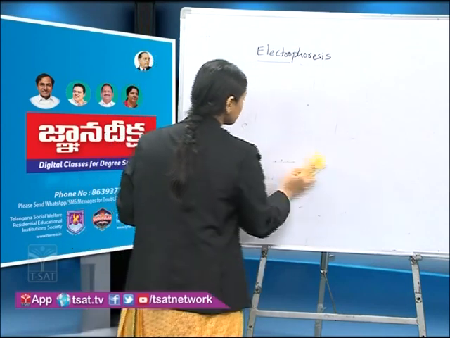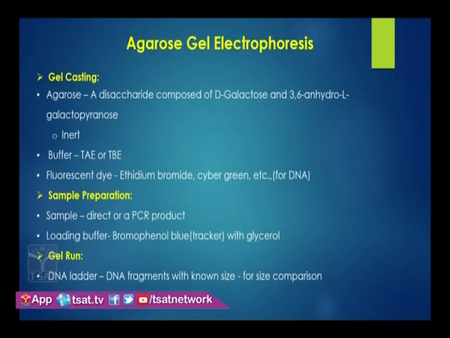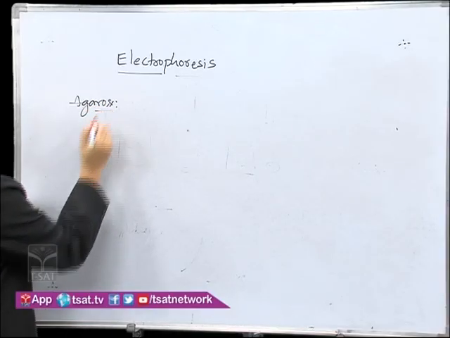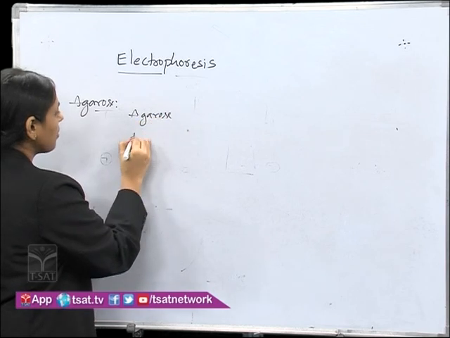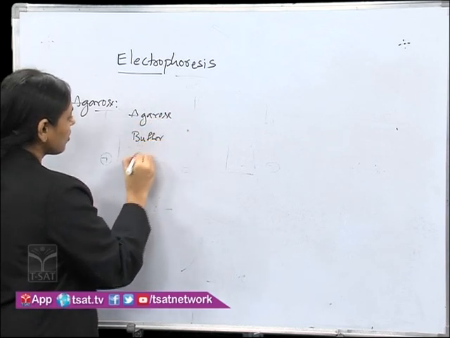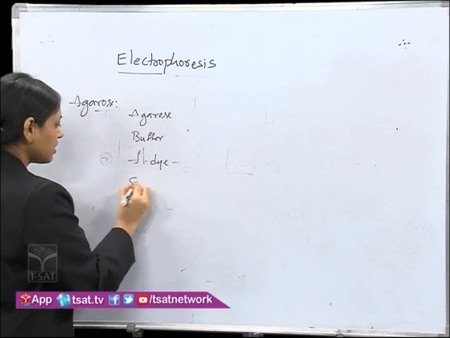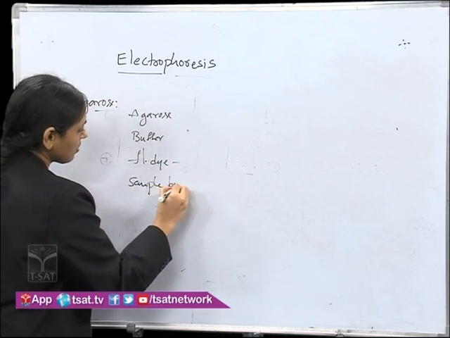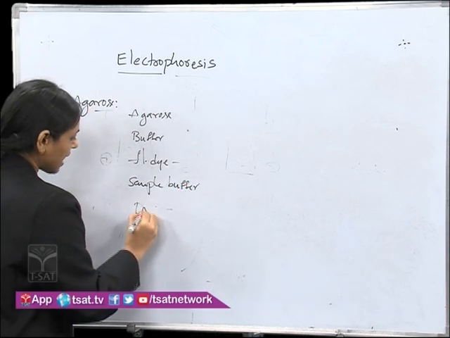And next is agarose gel electrophoresis. Here we use the reagents agarose, buffer, fluorescent dye in case of nucleic acids, and sample buffer and DNA ladder.